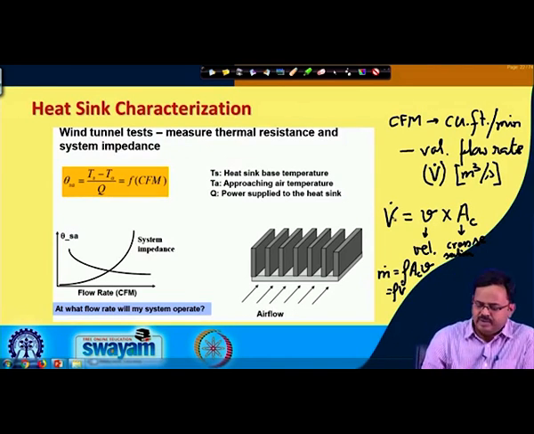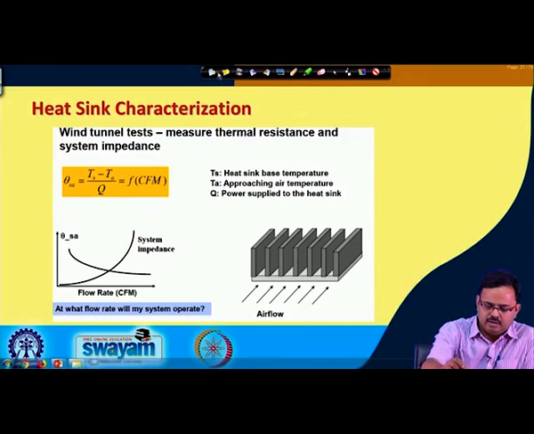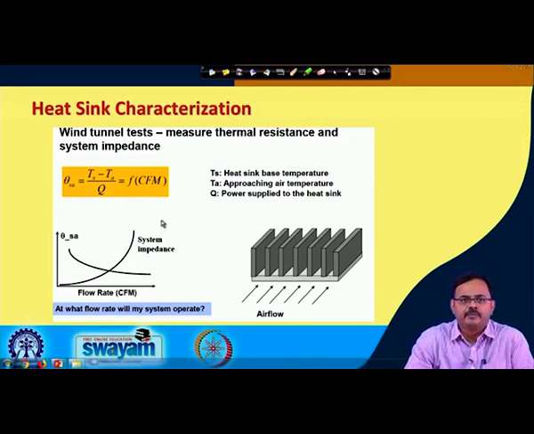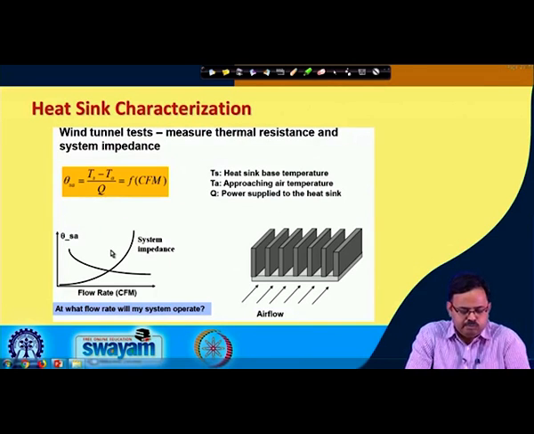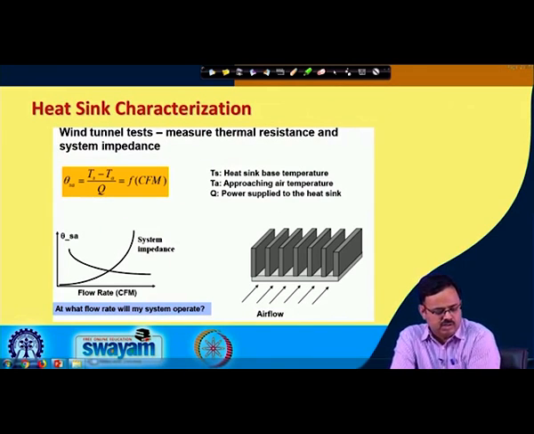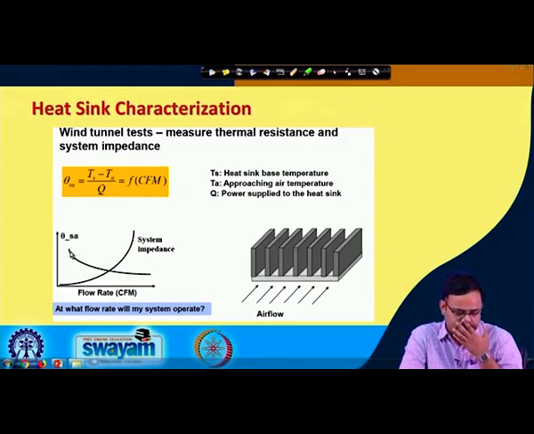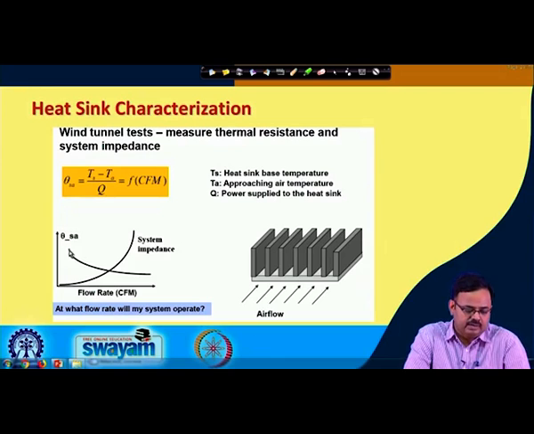So, typically if you plot the thermal resistance as a function of flow rate, this is how it is going to look like. The theta SA is going to come down. It is going to be high at low flow rates, very high at 0 flow rate, and then it is going to come down like this.